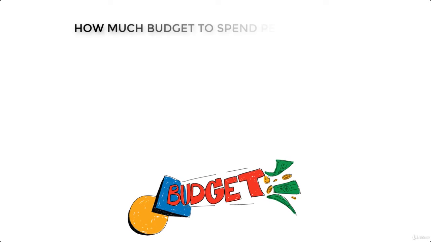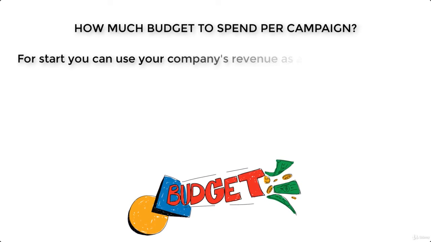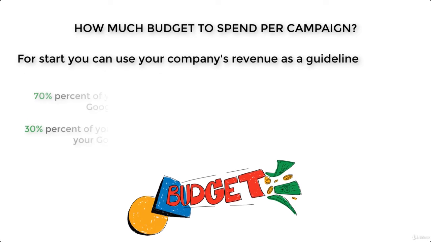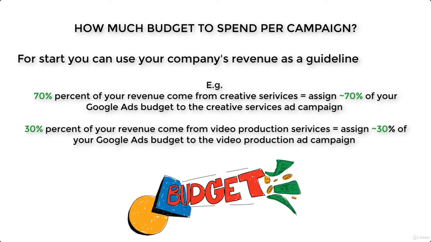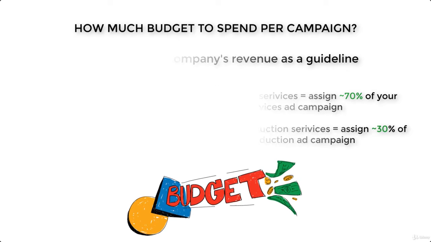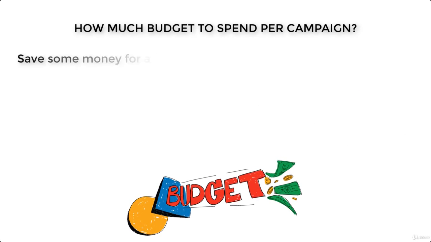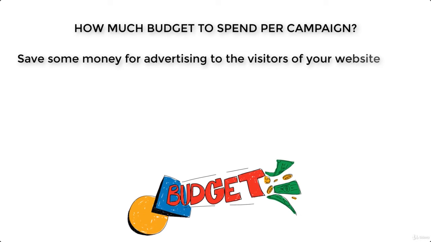Then you should think how much budget you want to spend for each campaign. For a start, you can just copy your revenue structure. If you know that 70% of the revenue comes from the creative services and 30% comes from the video production services, and you have about $1,000 for advertising, assign $700 to the creative services campaign and $300 to photo and video production services, and then save some budget for a remarketing campaign aimed at previous visitors of your website, which we will cover in a separate video.